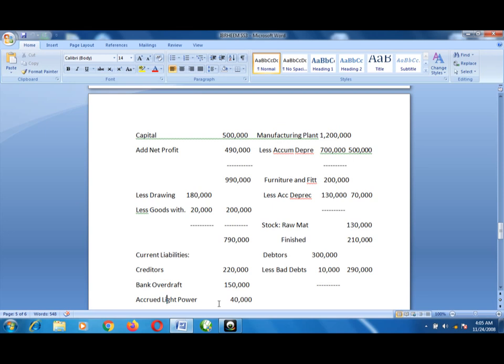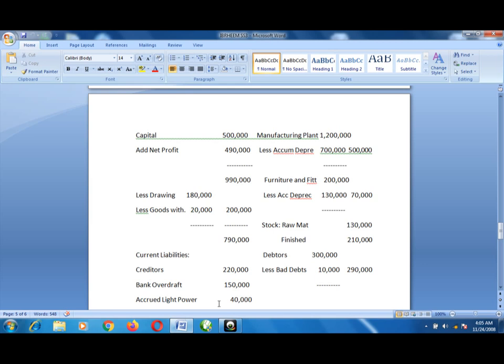Accumulated depreciation: the depreciation given to you under trial balance is 100,000 plus your own calculated depreciation, which is 30,000, will give us 130,000, minus 200,000 will give us 70,000 naira.